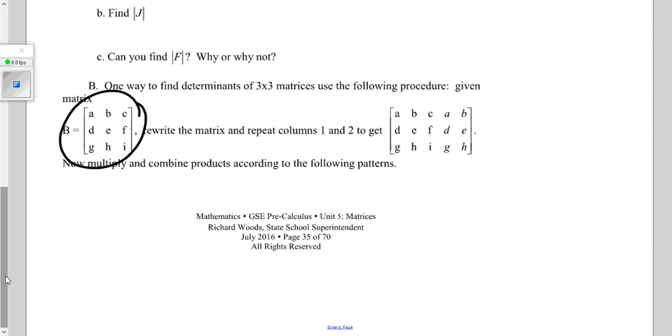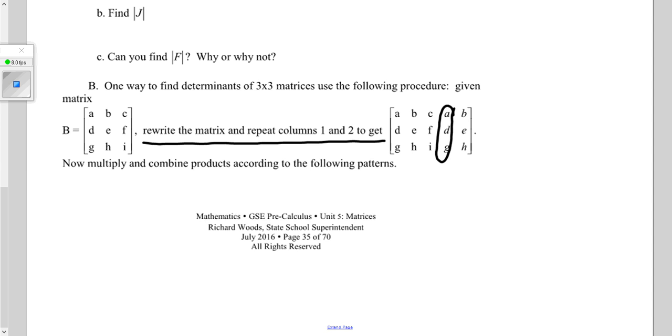Think about A, B, C, D through I as numbers that would be in your matrix. The first thing we're going to do when we've got a 3 by 3 matrix and we're trying to find the determinant is rewrite the matrix and repeat columns 1 and 2. So you can see here, we've got these 2 columns tacked onto the end, and it's just a repeat of the first column and the second column. We don't repeat the third column.